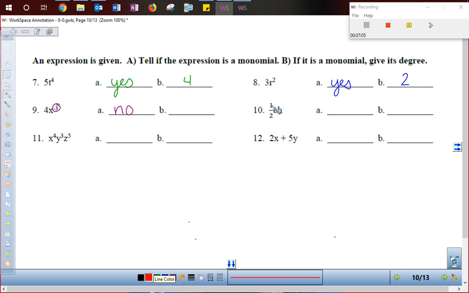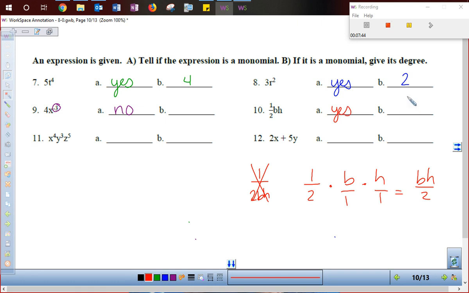On number 10, I have 1/2 b times h. Now, we don't have any addition or subtraction. The variables are not in the denominator. I have a fraction here, but what's important is that it doesn't say 1/2 times bh. That would be a variable in the denominator. This bh is being multiplied by the fraction in a way that means that if I were to simplify that and turn these all into fractions and multiply it, they would end up in the numerator. So that's okay. And I don't have any negative exponents, which means that this is a monomial.